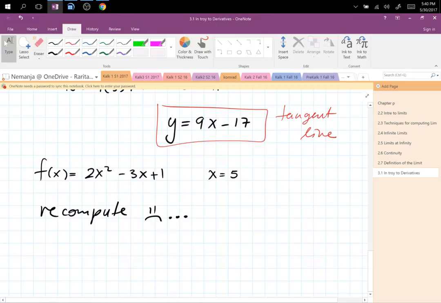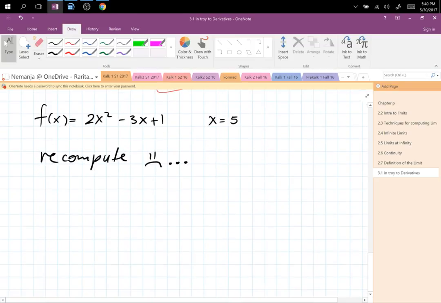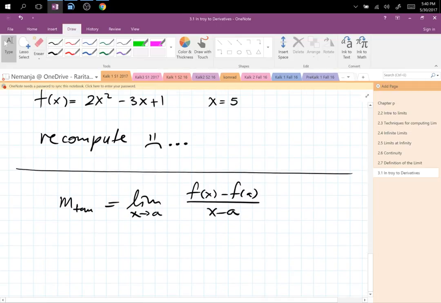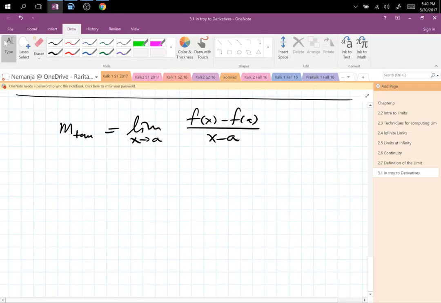What we can do is some mathematical manipulations and try and figure out an easier form that has fewer calculations, and then we are going to improve upon that twice after that. So first of all, can I improve this formula? M tangent is the limit x goes to a of f of x minus f of a over x minus a. Can I improve that formula in any way so it's not so much computation? And the answer is yes.